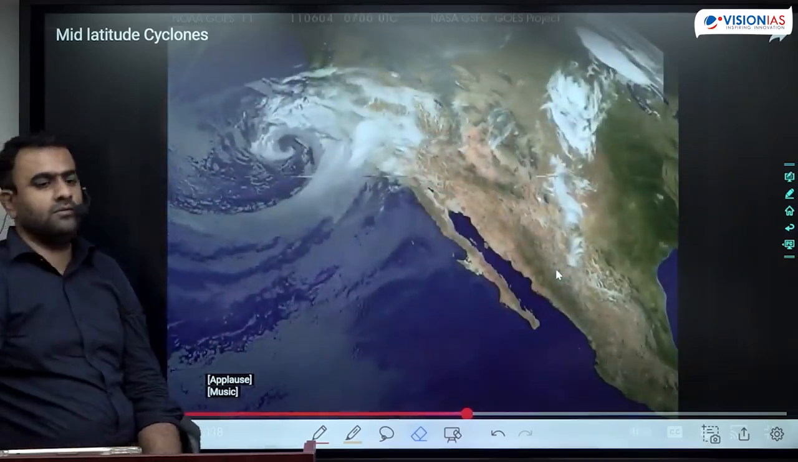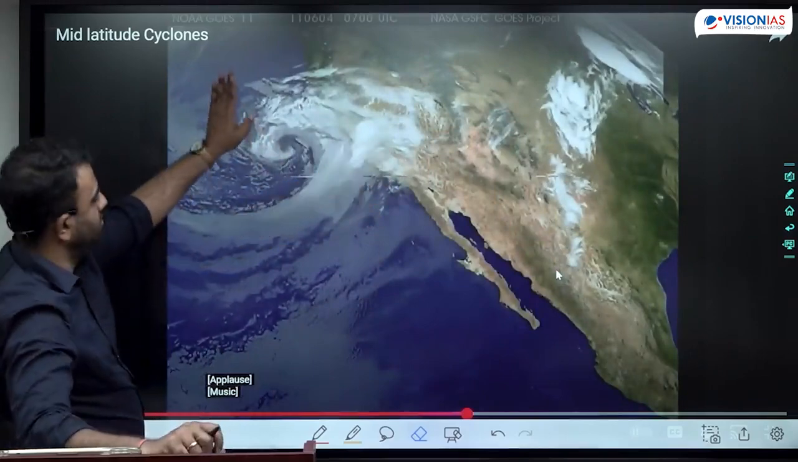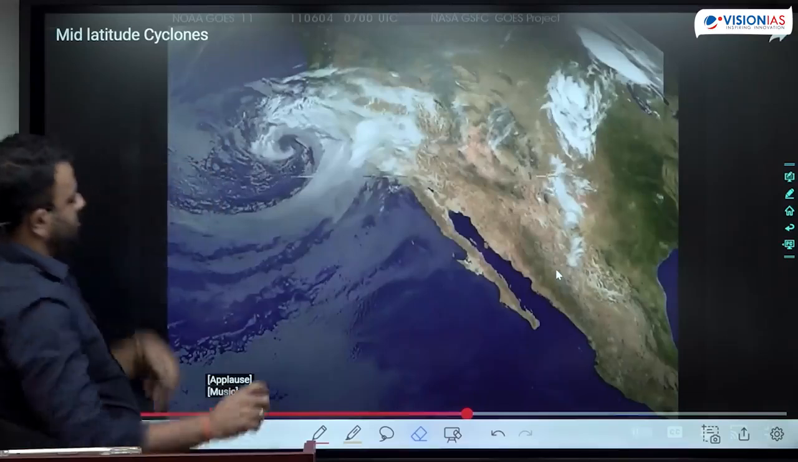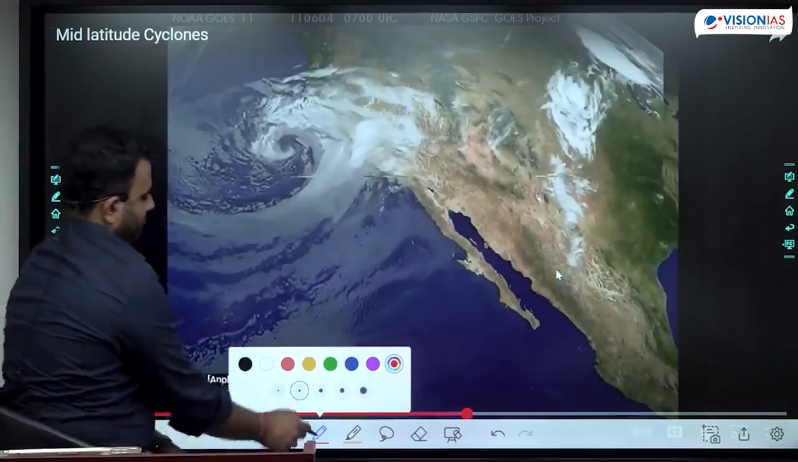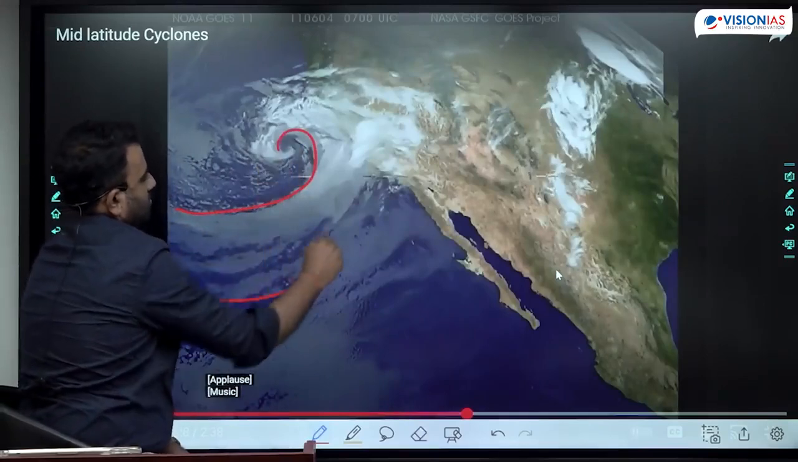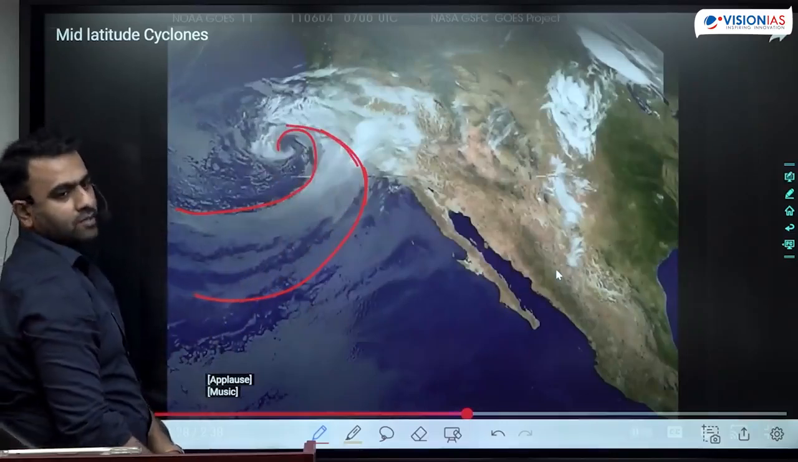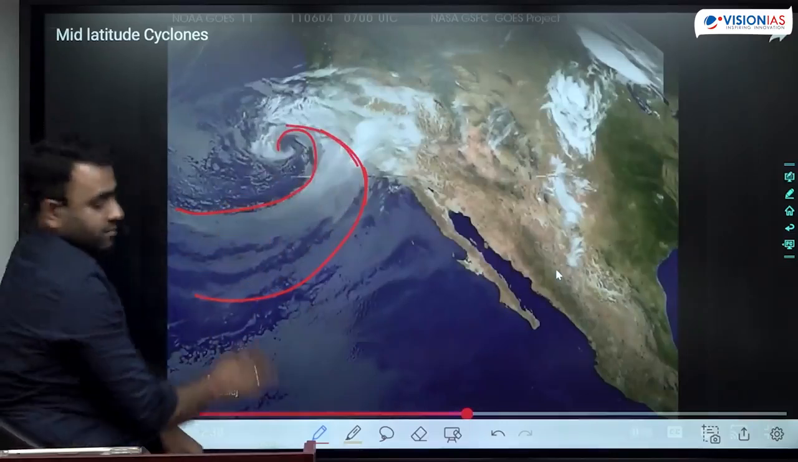Can you see? This is North America, Pacific Ocean. The cold air is coming here. Okay, let me draw this. This is cold front. Can you see thick clouds? Cumulonimbus clouds.